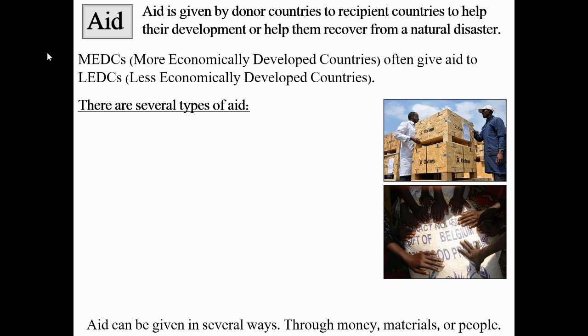Now, what do I mean by aid? Another word for aid is help. So, aid is basically help given by donor countries to recipient countries. A donor is someone who gives, a recipient is someone who takes something. Okay, so donors give, recipients receive or take, and it helps their development or helps them recover from a natural disaster. The way this usually works is your more economically developed countries, your wealthier, richer countries, give aid to your LEDCs, your less economically developed countries, your less wealthy, your poorer countries.